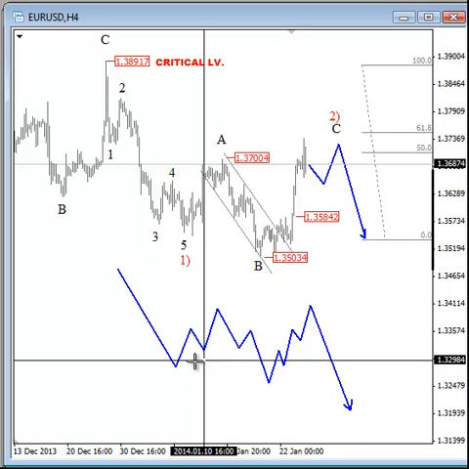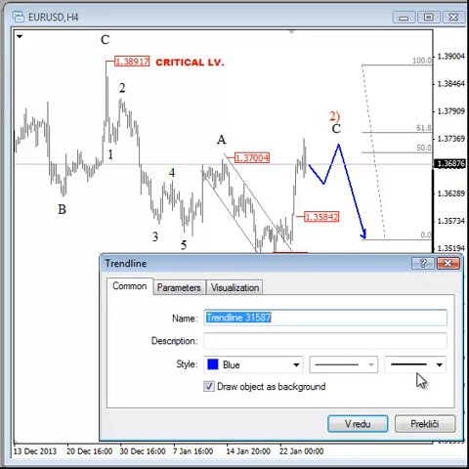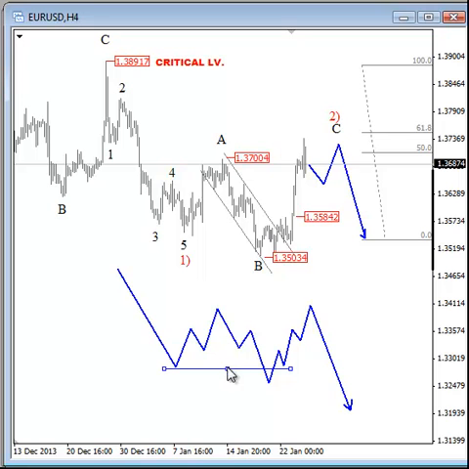As you can see here, this is called an expanded flat because wave B moved into a new extreme. We have seen a break of this low, and wave C moved into a new swing high, which means above the end point of wave A.